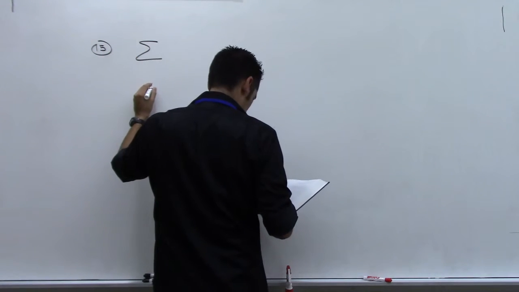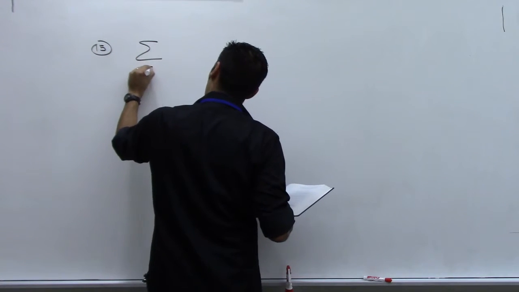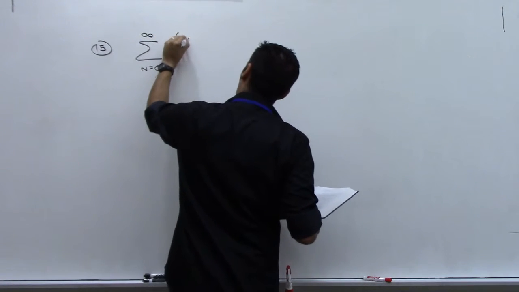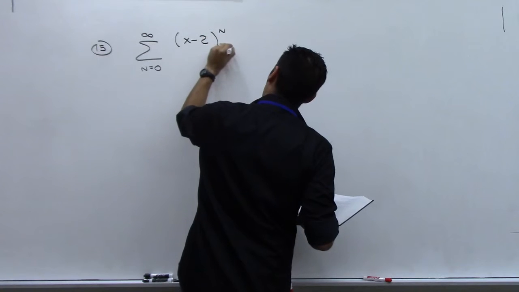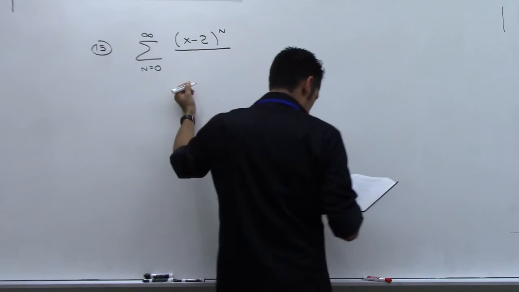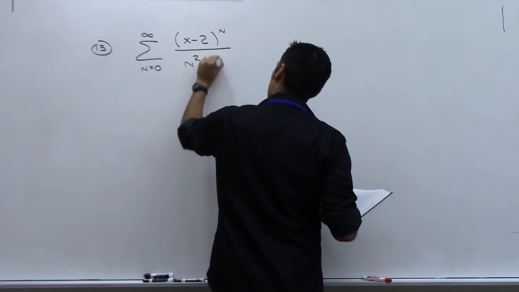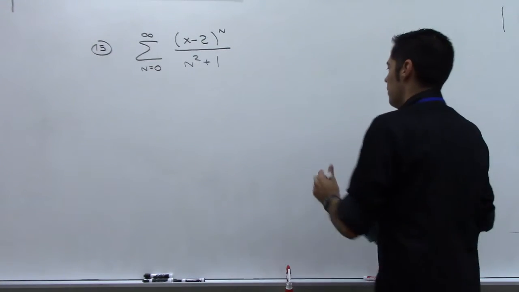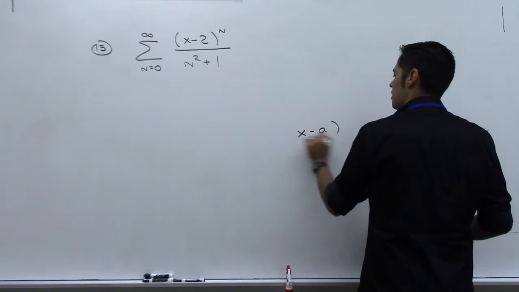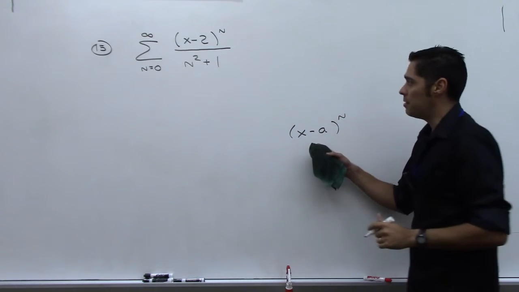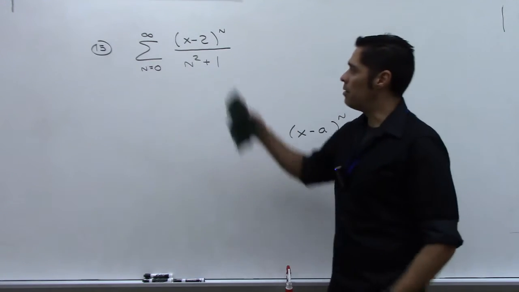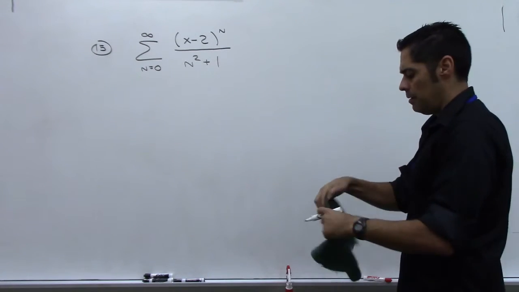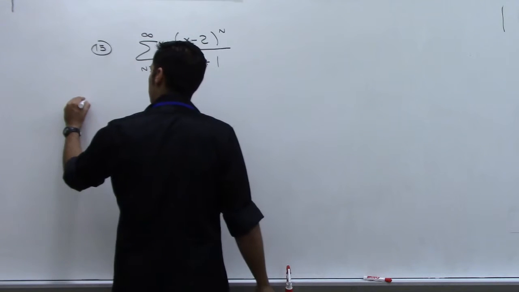Sum n equals 0 to infinity, (x minus 2)^n, have not seen that before, and then over n squared plus 1. So this is a power series, and remember when we said we had (x minus a)^n, we'd say it was a power series about a. So this is a power series about 2, and let's go ahead and set up our ratio test for this.